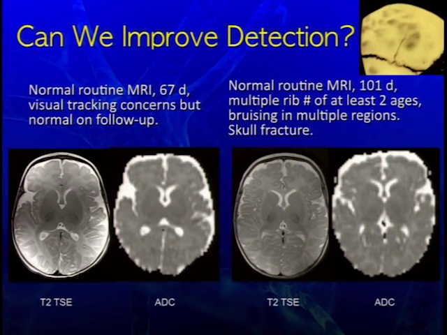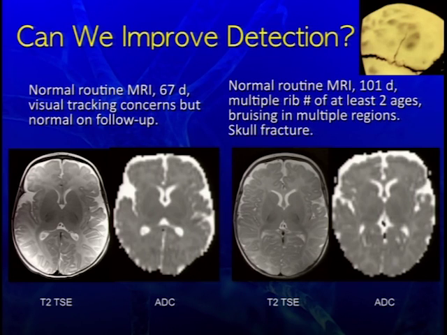So can we improve our ability to detect these abnormalities? These are two different children. This is a normal routine MRI in a 67-day-old that had visual tracking concerns but was normal in follow-up. There's a little bit of non-uniform signal from the surface coil that was used in this child, but the T2 and the diffusion-weighted imaging look normal.